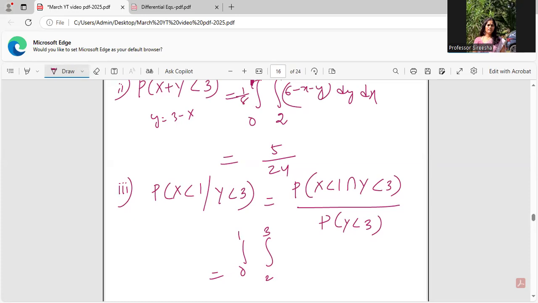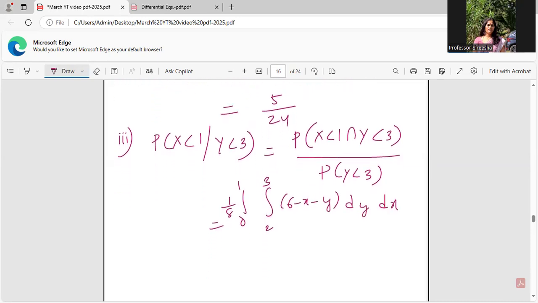1 by 8 can be written out, 6 minus x minus y. Limits are for y and then x. So accordingly, I am writing, and accordingly, I'll get the answer. Okay, that's the numerator, by the way. Denominator would be what?